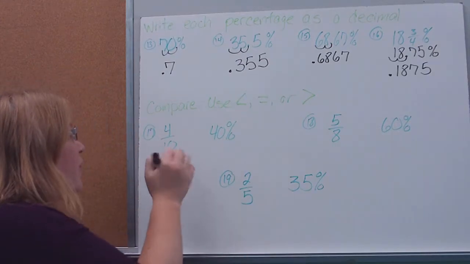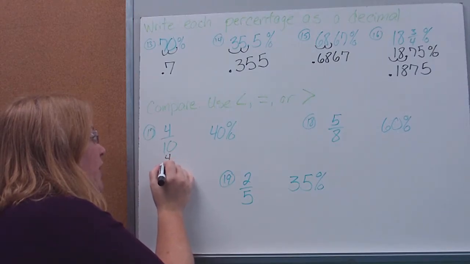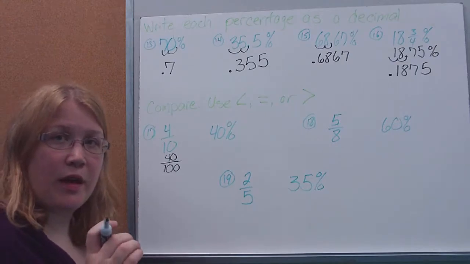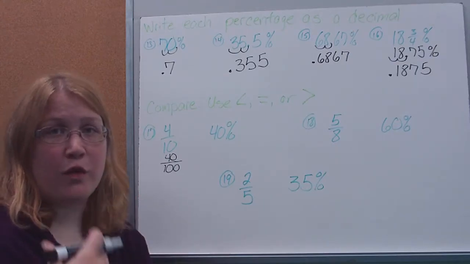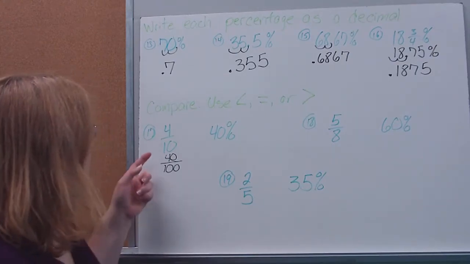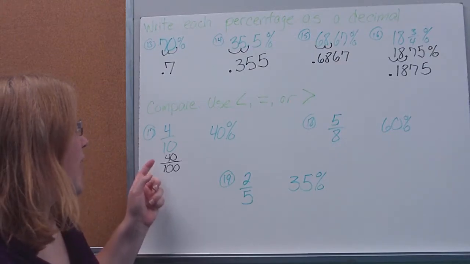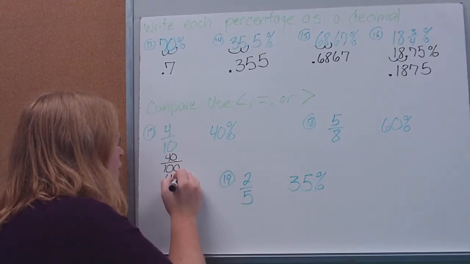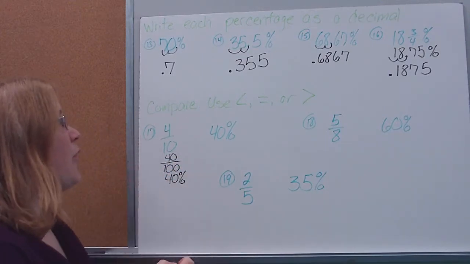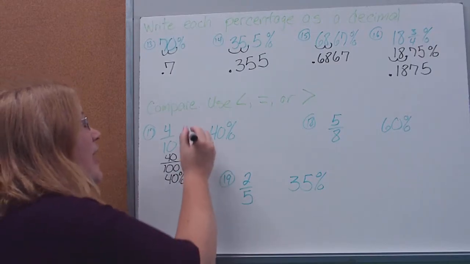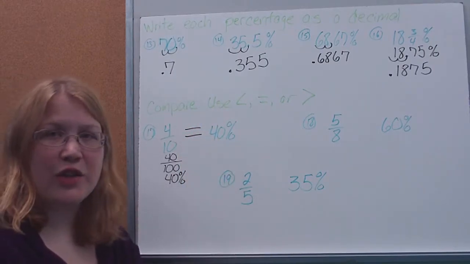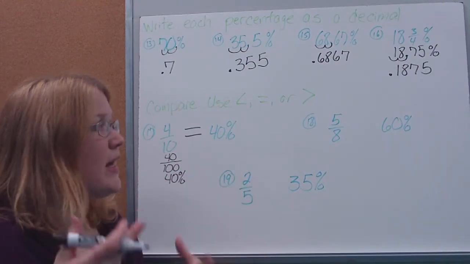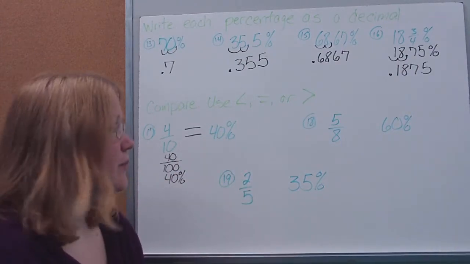So what I'm going to do, 4/10 is actually pretty easy to convert into a fraction over 100, which will tell us the percentage. So to get 10 to 100, I multiplied by 10, so I multiply the top by 10. 40 over 100 is 40%. So 4/10 is the same as 40%. On this side, I have 40%, so those are actually equal. Now, if I wanted, I could have changed this to a fraction and reduced it. It doesn't matter which way we go about it.